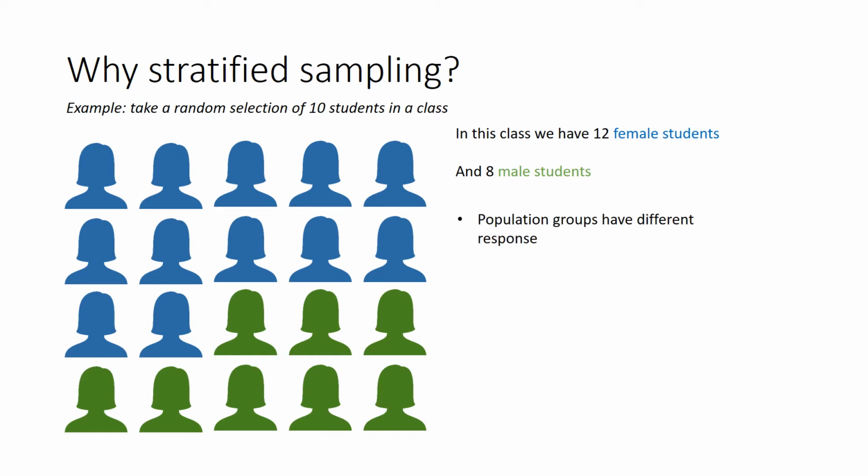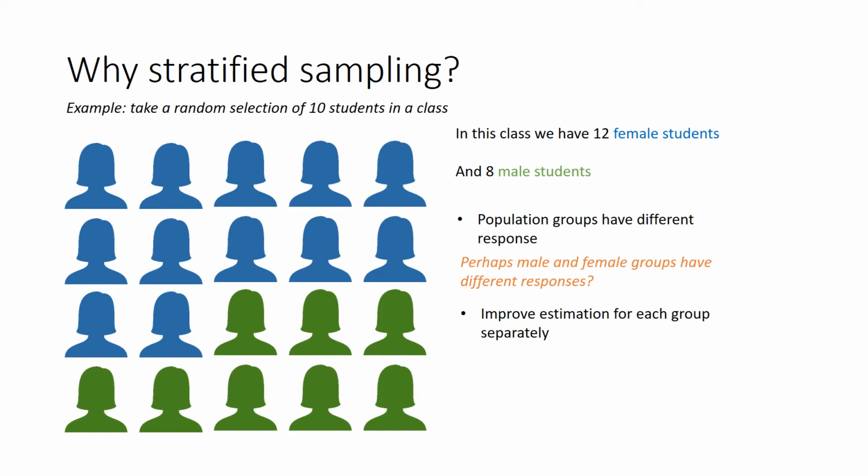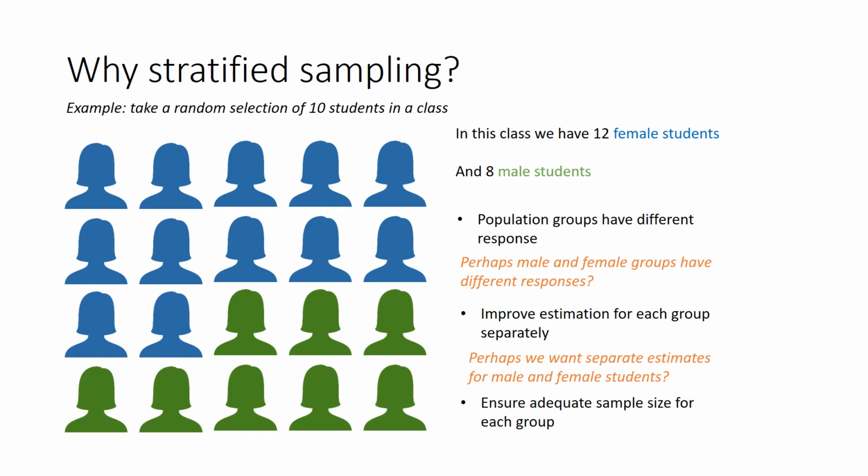One reason to go for a stratified sampling approach is if we believe that certain groups have different responses. In this example, we may believe that male and female respondents have different responses. It can also be that we want to improve the estimation for each group separately, for example, if we want to do a subgroup analysis for female and male students. In this case, we need to ensure that we have a sufficient number of students sampled for each group.